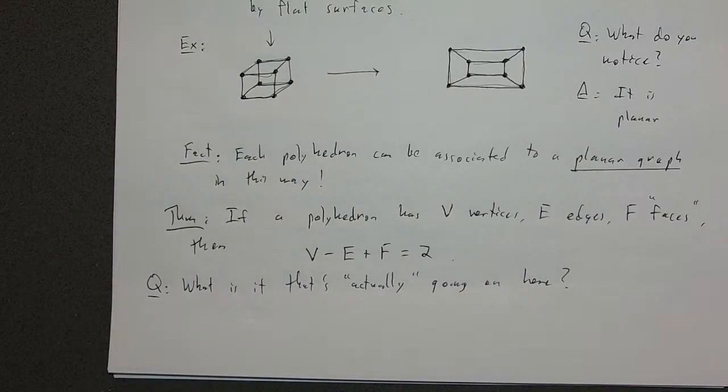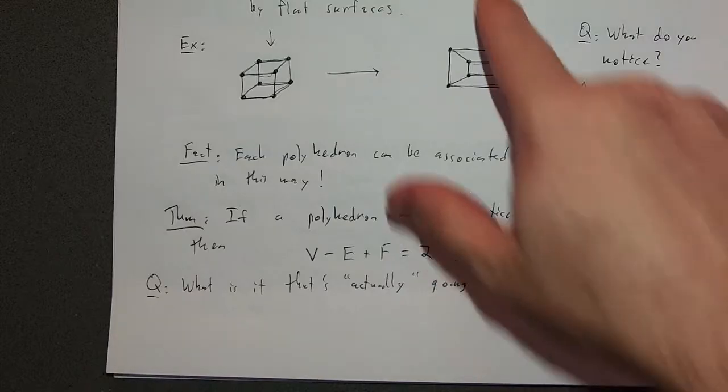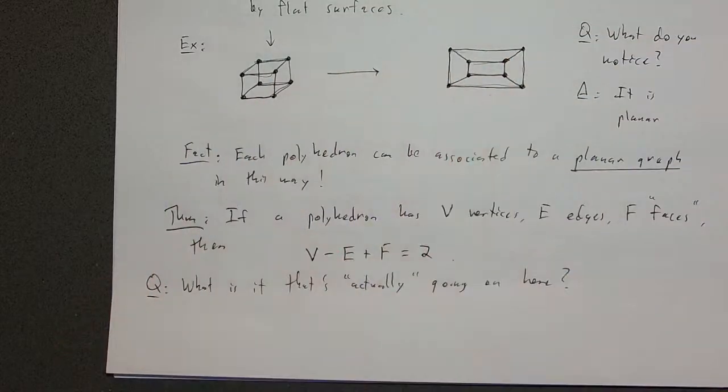So this is Euler's formula applied to graphs. It applies to planar graphs specifically, but a polyhedron can be associated to a planar graph, so it applies to this for the same reason that it applies to planar graphs. But what is actually happening here?